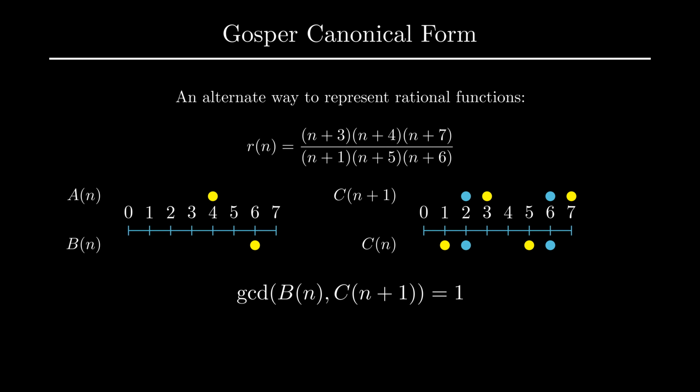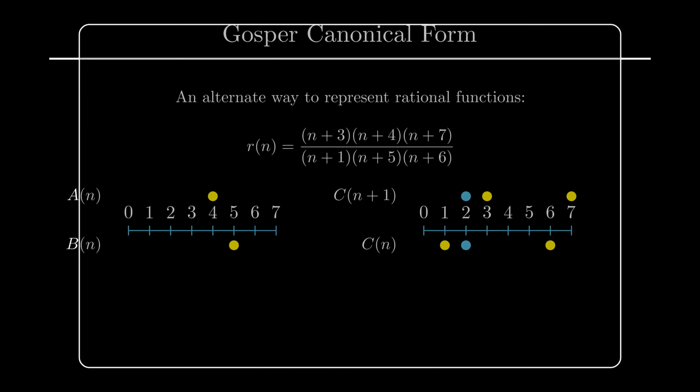This constraint says that there can't be any common points between b and c of n plus 1, which would mean this would not be allowed, for the same reason as the previous condition, but for the denominator. Similarly, we need to pick the pairs that are closest together.